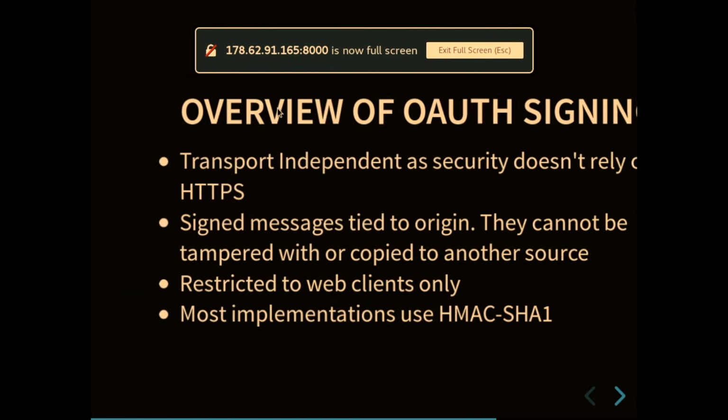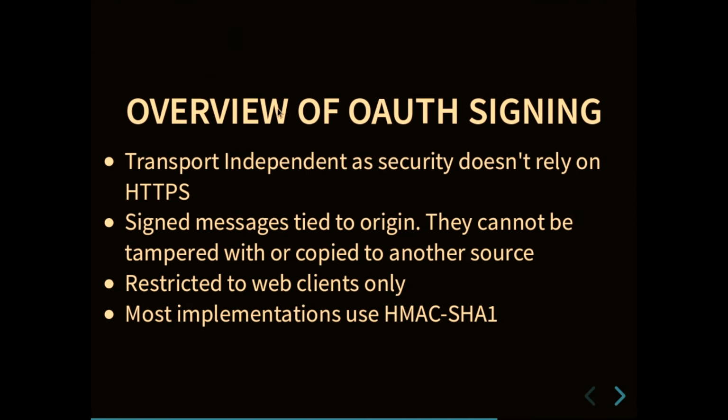Okay, so an overview of the OAuth signing. Well, it's transport independent, as security doesn't rely on HTTPS. This might be a concern here. You might actually want to send things across using HTTPS. It wasn't specified in the OAuth 1. I think that's why version 1.3 of the LTI spec actually now uses HTTPS, because you could still have somebody snoop on the information that's being sent across as it's not being encrypted. They wouldn't be able to send across their own information because they don't know your shared key, but they would be able to see what you're sending across. And the signed messages, as I've said, are tied to the origin. They cannot be tampered with or copied to another source.